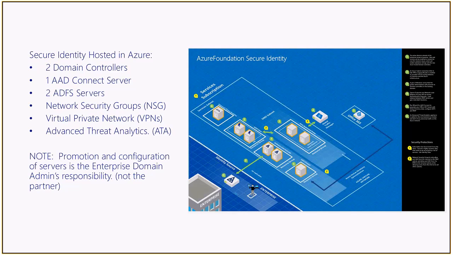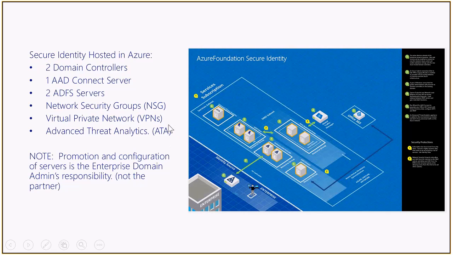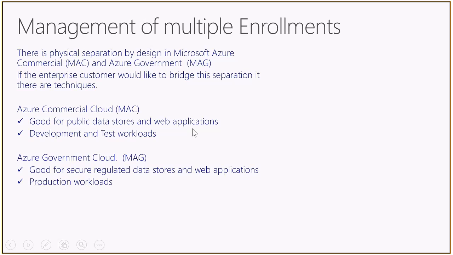Traditionally, threats in your environment aren't detected for like 260 days, and now you can detect threats almost immediately with ATA. So now we talk about commercial and government. A lot of public sector workloads are public, so you can put them in a commercial cloud, and then some of them are MAG.